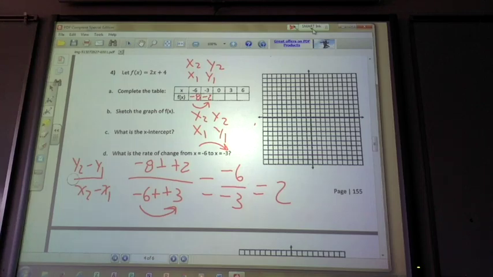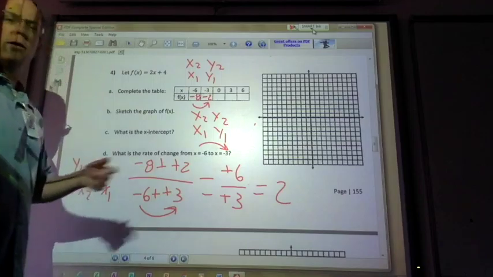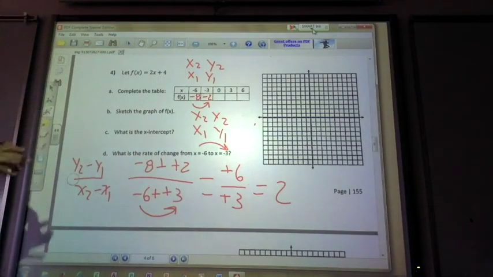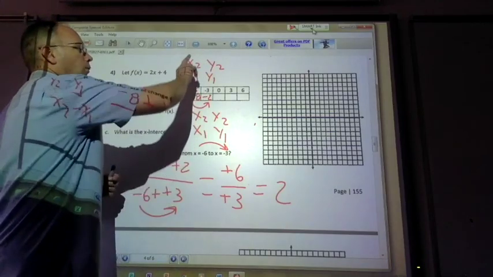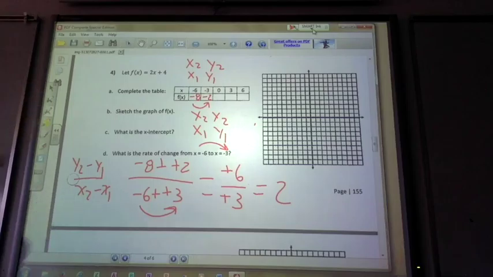Then for the y2 minus y1, I thought it would have been -2 minus -8. So if I flipped them, this would have turned out to be plus plus like that, which still gives me an answer of 2. Okay. So if you flip them, don't flip these and then not flip those. Does that make sense? Keep it consistent how you label them.